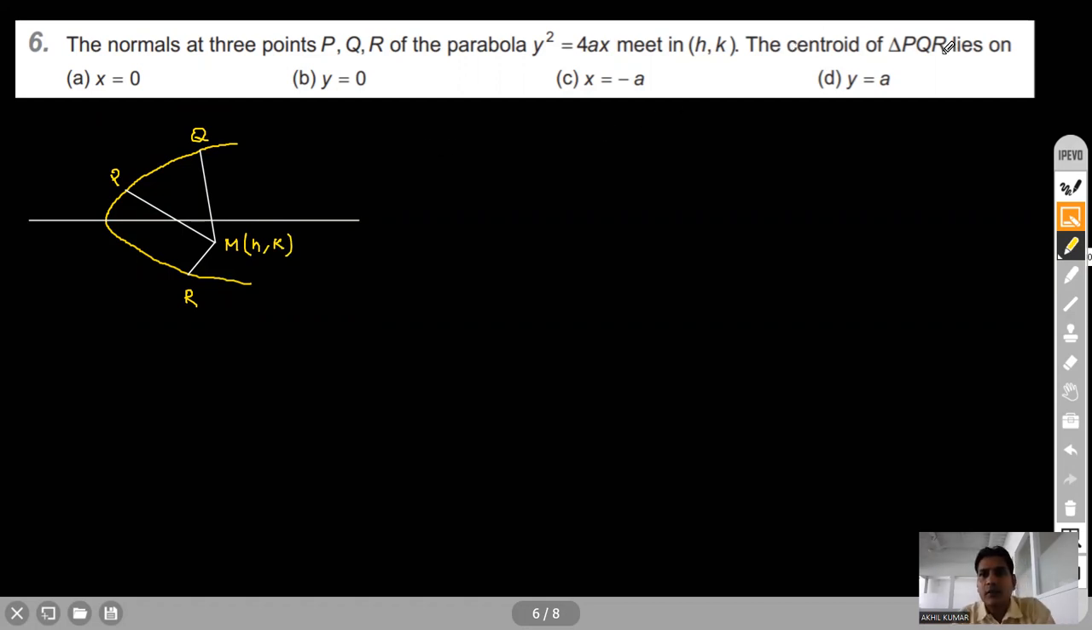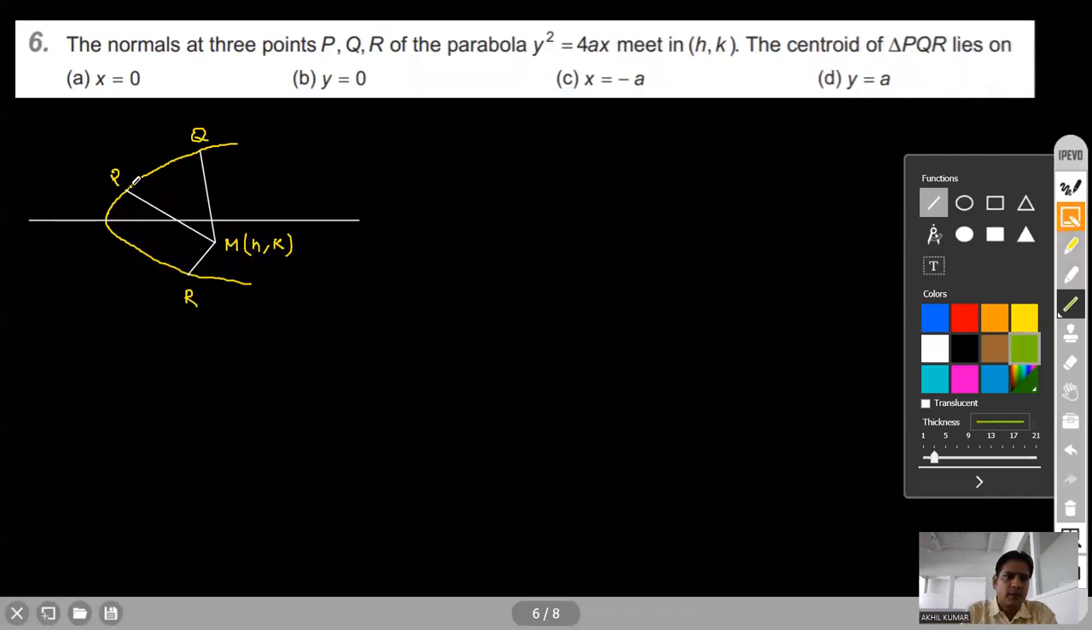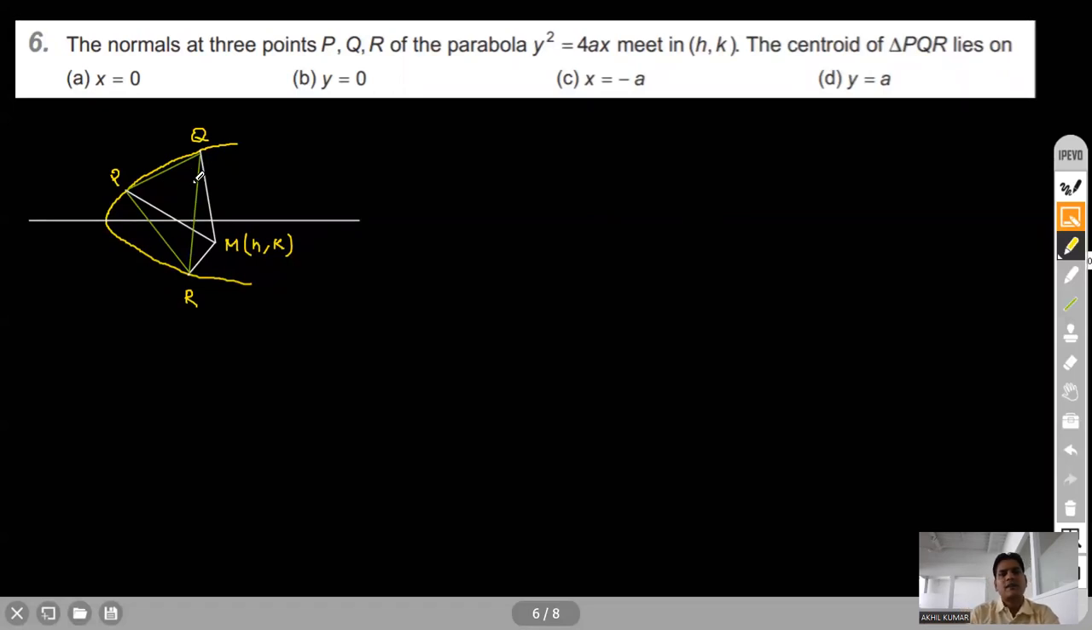Now the question is saying the centroid of triangle PQR, so let me draw the triangle PQR first. So P, Q and R, this will be the PQ side. This triangle PQR is what I have drawn in this green colored line. The question is asking, where does the centroid of this triangle lie? The centroid of triangle PQR lies on, and what is this parabola? This parabola is nothing but our standard parabola y square is equal to 4ax. So from point M, we are drawing 3 normals to this parabola.